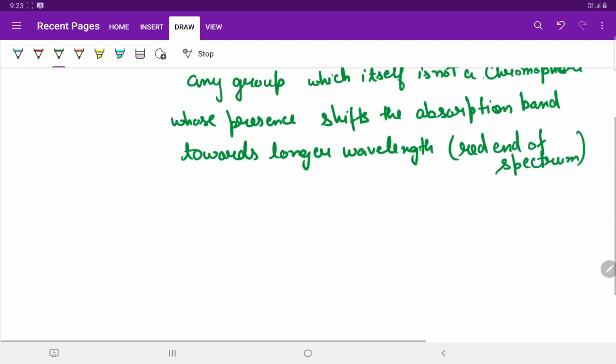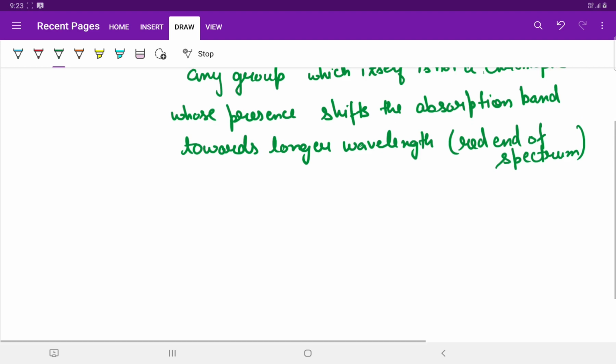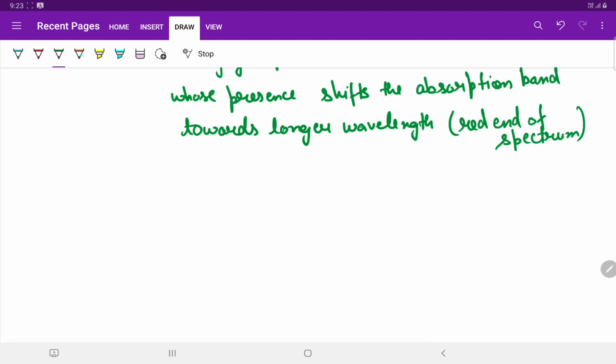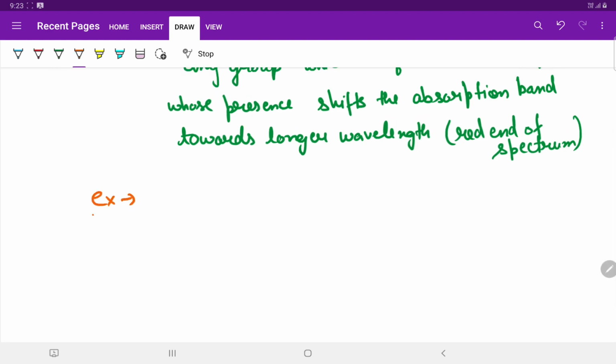So what can be the reason behind this? The reason is the elongation of the conjugation. So we shall be discussing it in detail later on. The absorption at longer wavelength may be due to the combination of a chromophore and an auxochrome to give rise to another chromophore.